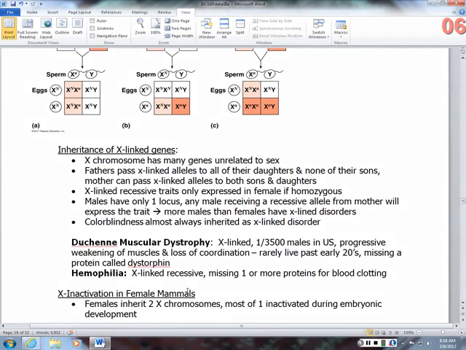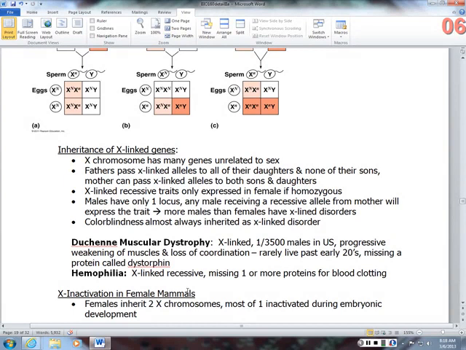X-linked recessive traits are only going to be expressed if the female is homozygous. She has to get both recessive genes in order for it to be expressed. For males, they only have one locus, only one gene. So if they receive the recessive allele, they're going to express it because they don't have anything else to override it.